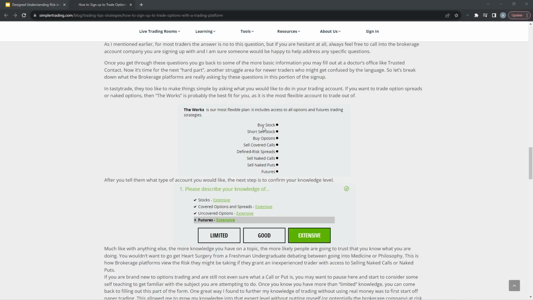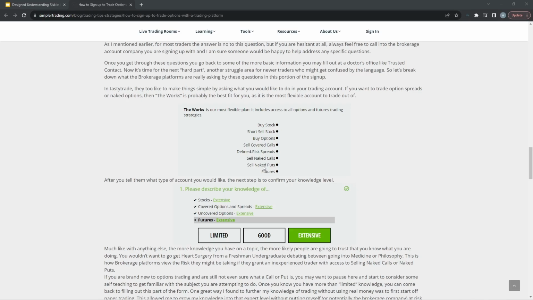And what I mean by this is, what do you want to do? Do you want to buy stock? Do you want to short and sell stock? Do you want to trade options? Do you want to do covered calls? Do you want to do risk defined spreads like verticals? Do you want to sell to open calls or puts that are naked, meaning they don't have anything in protection with them? Those are riskier strategies. Do you want to trade futures?